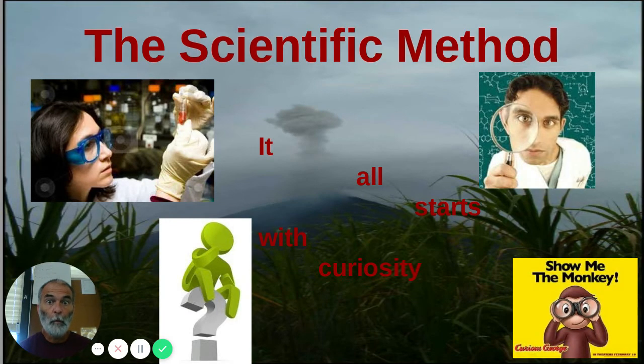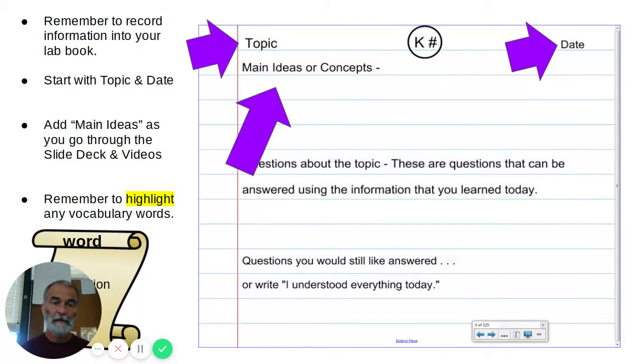We have to wonder about things so that we can know exactly what we're going to start learning about, what we're going to start experimenting on. Now, you already have, hopefully, in your lab book your topic at the top, your date at the top, and you now have room for your main ideas and concepts. Maybe you're going to write things down as I talk, or maybe you're just going to listen through, and then you will go back through the slide deck and write things down later. That is completely up to you.